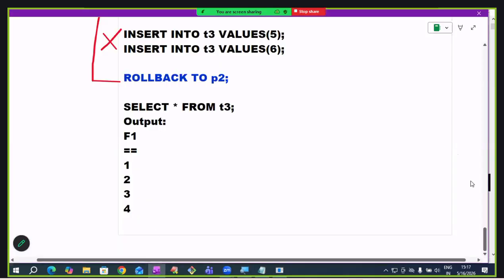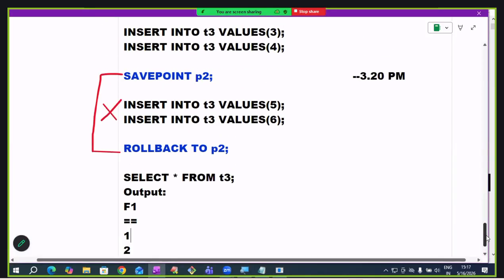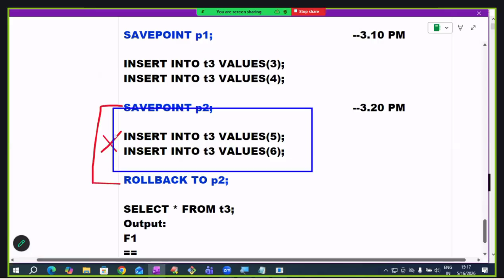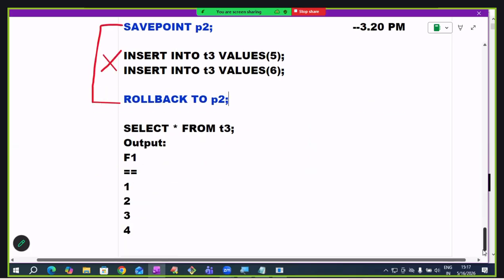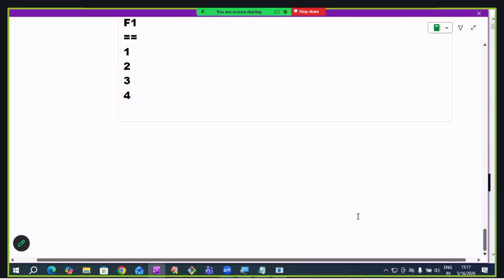So like this, we can cancel part of the transaction using this savepoint name. If savepoints are not there, it is impossible to cancel part of the transaction like this. That is why, when we are performing large transactions, it is better to set a savepoint in the middle. If any mistake happens, we can cancel up to that point.